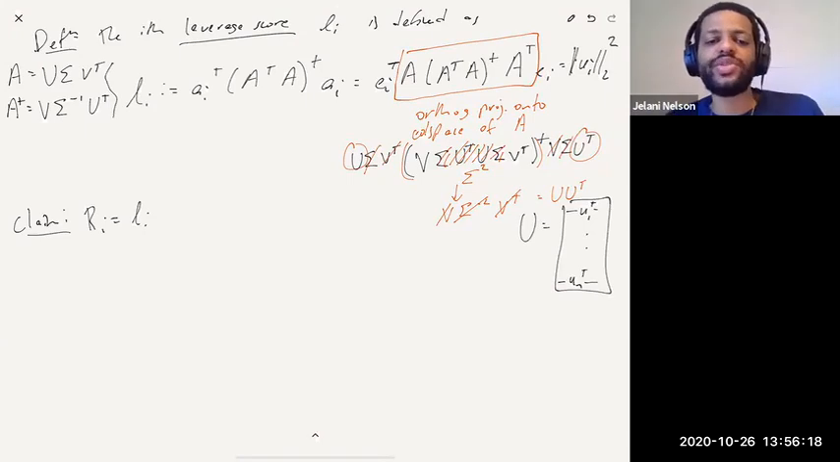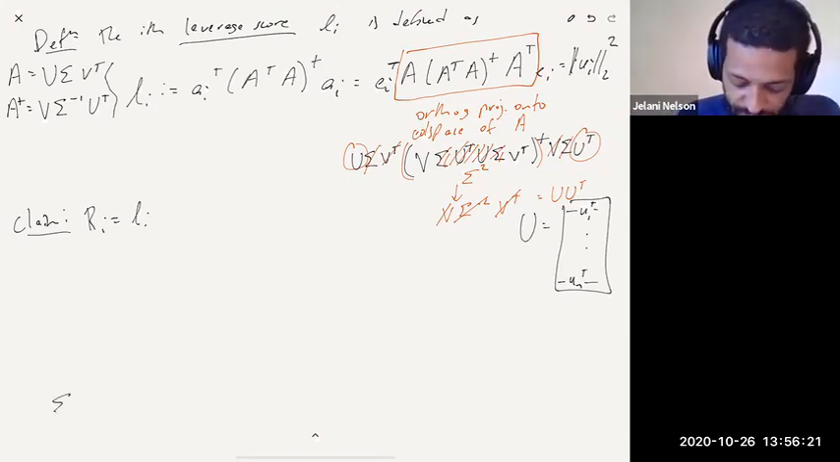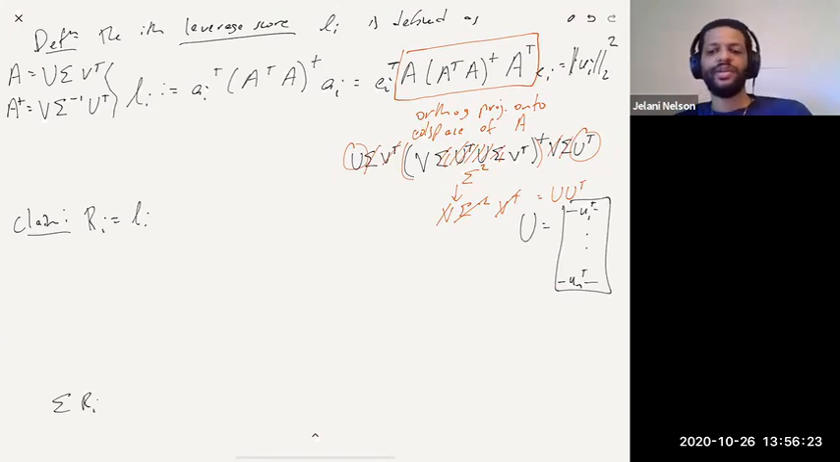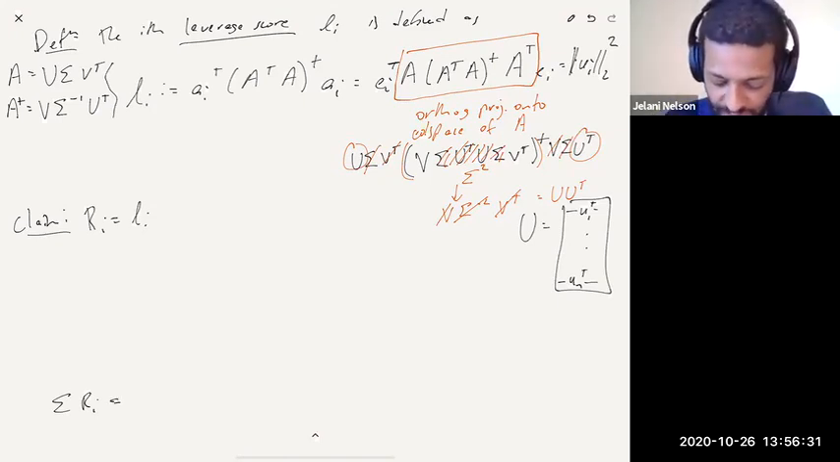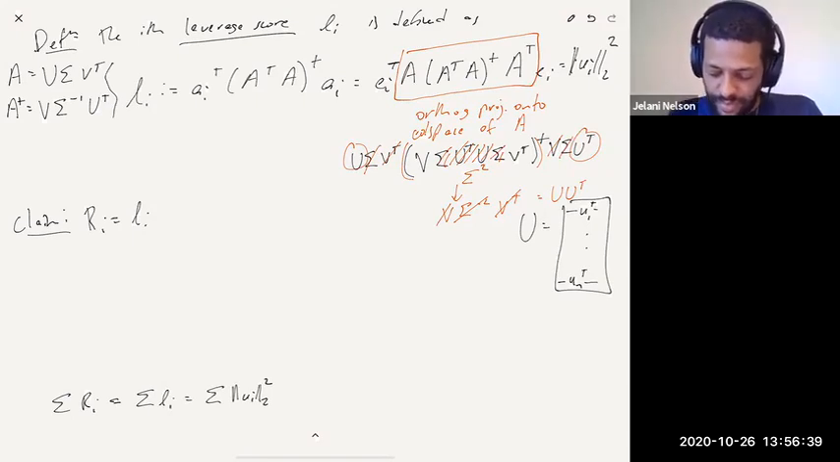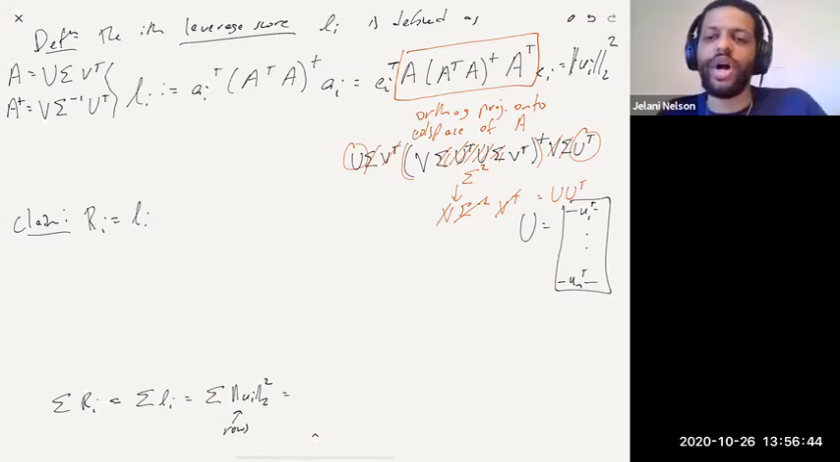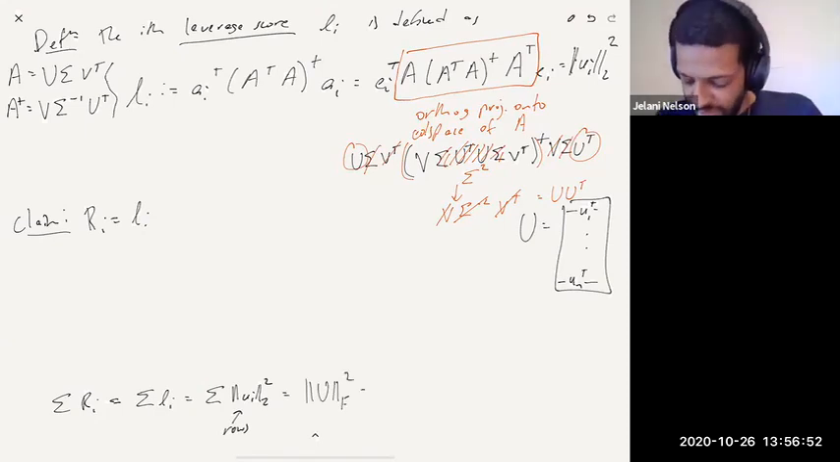Why is that important? Remember, we were interested in understanding the sum of the R_i's. We said we can't hope to beat the sum of the R_i's as our number of samples. Because of that claim, the sum of the R_i's is the same thing as the sum of the L_i's, which is the sum of the squared norms of the rows of U. That's the sum of the squares of all entries in the matrix, so it's just equal to the Frobenius norm of U squared, which is the same as the sum of the squared norms of the columns.